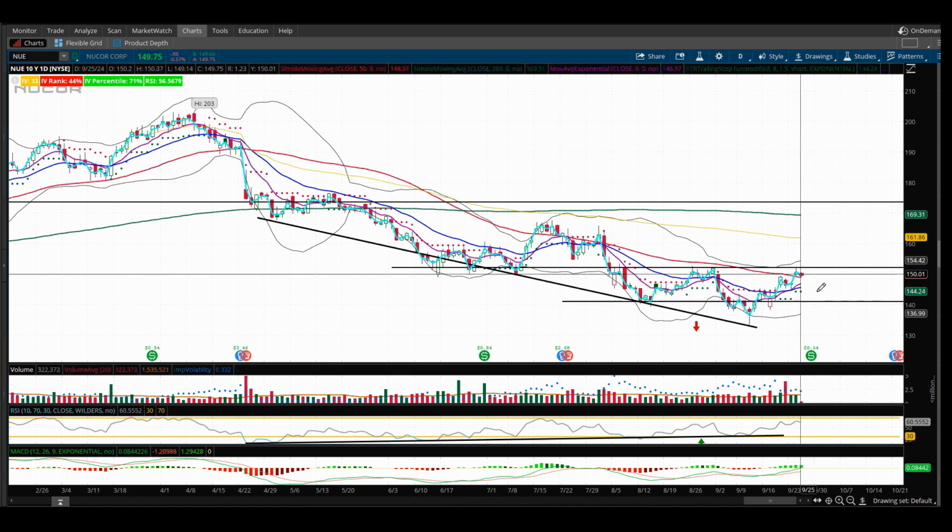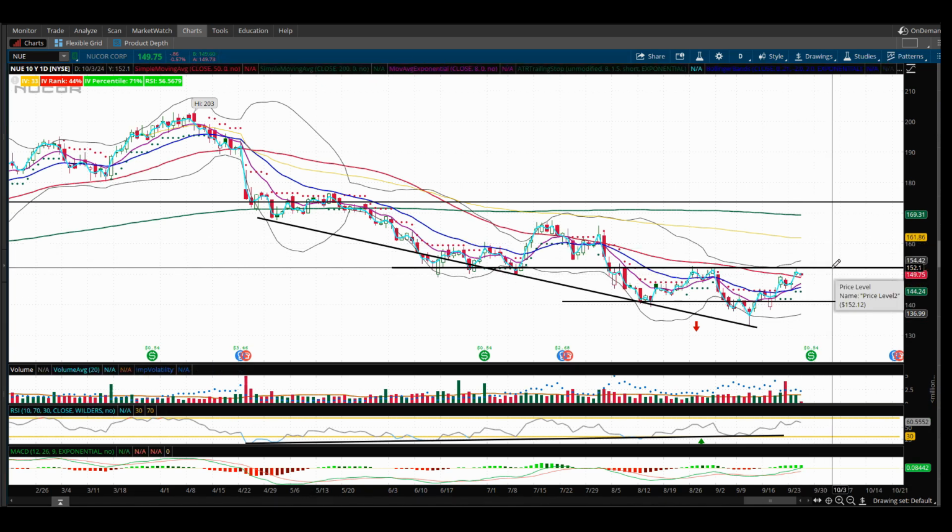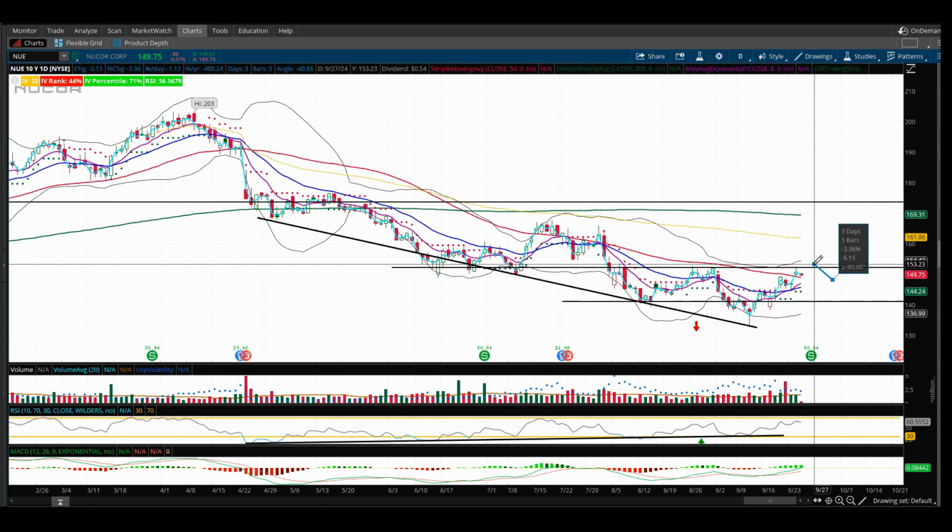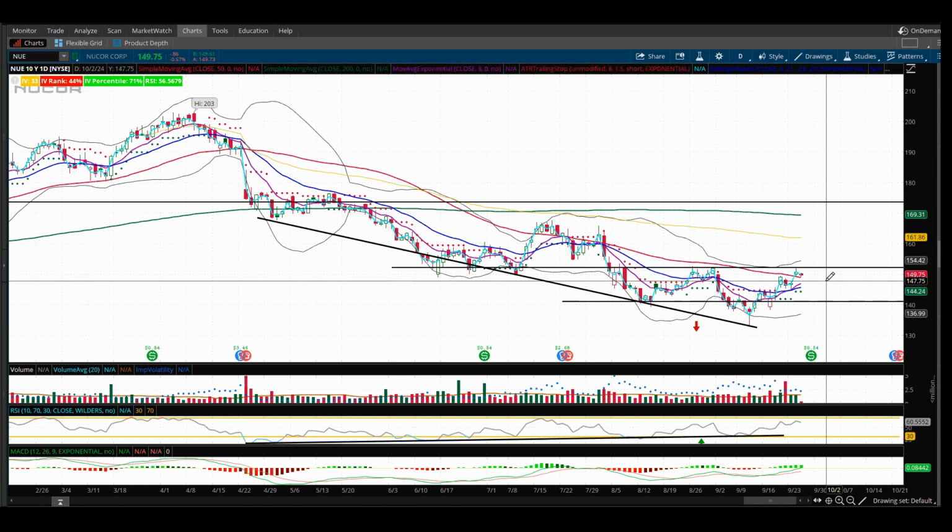Now, if we don't get that pullback down to the moving averages, this stock might just break out. And if it does break out above 152.50, I would still consider that a good entry point. The only difference is your risk will be slightly higher than if you buy it on the pullback. You'd have to give it room, at least to just below the 50-day moving average. So we're probably looking at about 3 to 4%, depending exactly where you're able to get in. So still a pretty nice risk reward scenario, and then it just depends on what the stock does from there.